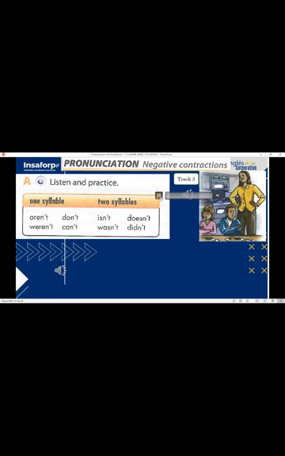Oh, six. Page 102, exercise 4. Pronunciation. Negative contractions. Part A. Listen and practice. One syllable. Aren't. Weren't. Don't. Can't. Two syllables. Isn't. Wasn't. Doesn't.